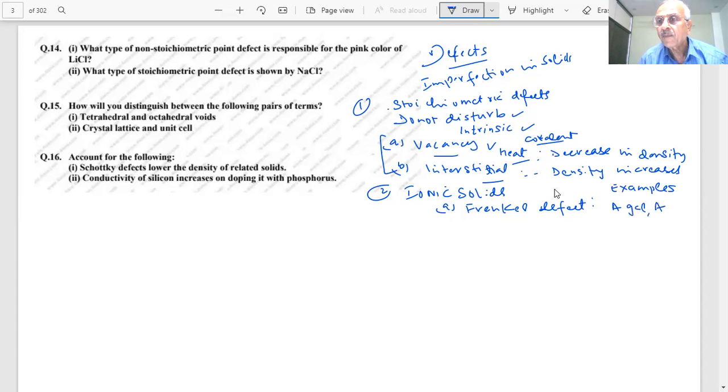What is the condition? Sir, the condition is that there should be a large difference in the size of cation and anion. Condition. Every time I write a reaction, every time I do chemistry, students, I discuss that there will be a condition of something. Conditions are important everywhere.